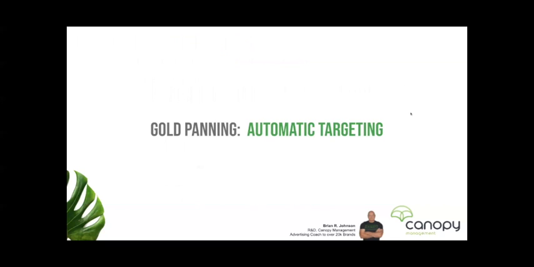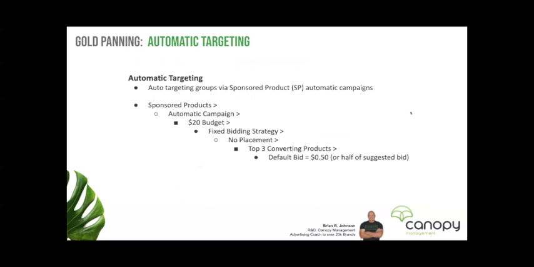All right, so let's talk about the gold panning as far as the automatic targeting. I'm going to show you a general recommended structure. It's going to beg some questions, but I'm going to go through each of these targeting types, the automatic, the keyword, the product, and the category really quick to outline for you what those look like.